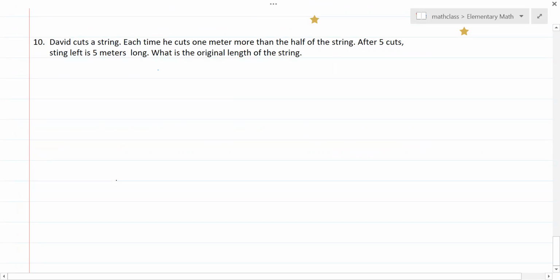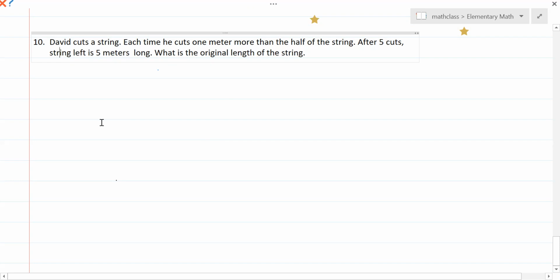David cuts a string. Each time he cuts 1 meter more than the half of the string. After 5 cuts, the string left is 5 meters long. Okay. What is the original length of the string? Okay. And I think using a picture would be much easier. Okay. After 5, right? So let's do this.